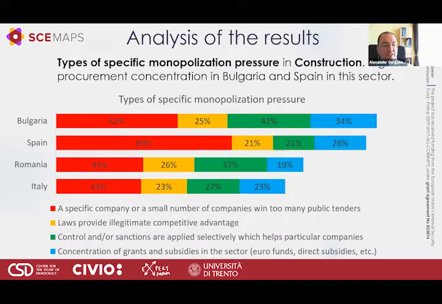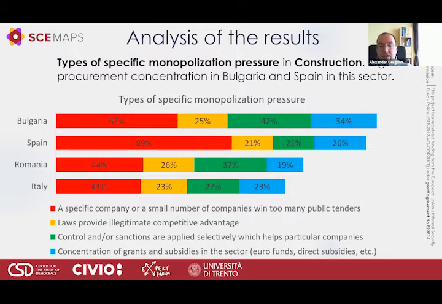And here you can see the level 3 indicators, which are the types of specific monopolization pressure. And this is now much more to the point, much more concrete. For example, 90% of the experts in Spain think that a specific company or a small number of companies win too many public tenders in the construction sector. So this is the particular problem that construction has in Spain.